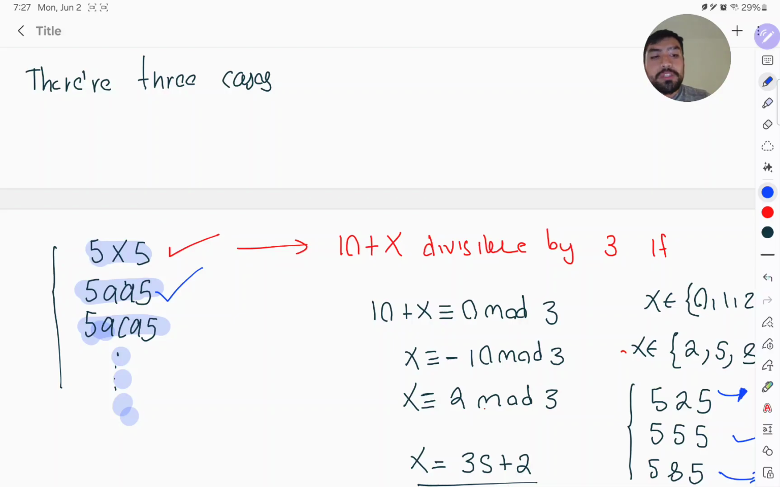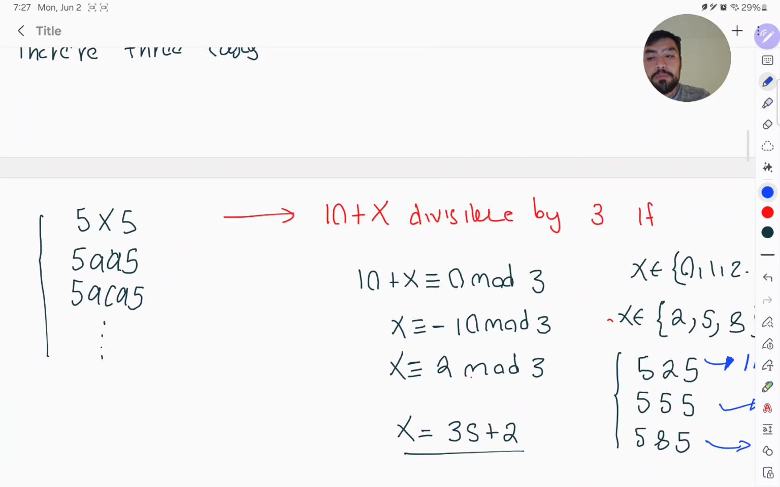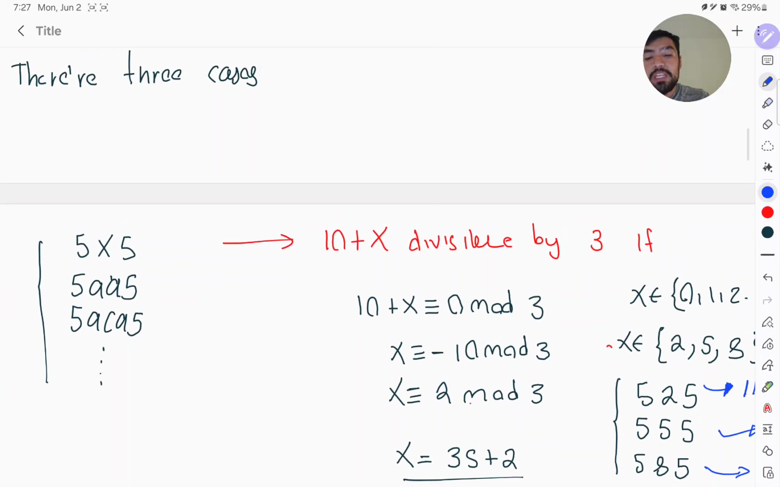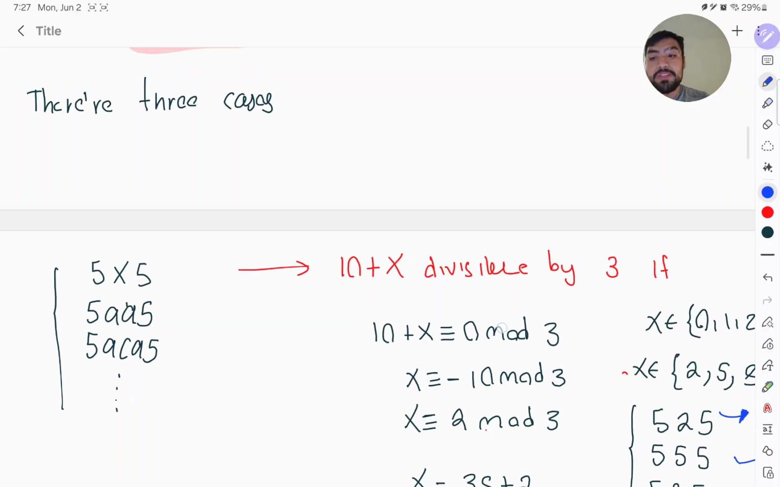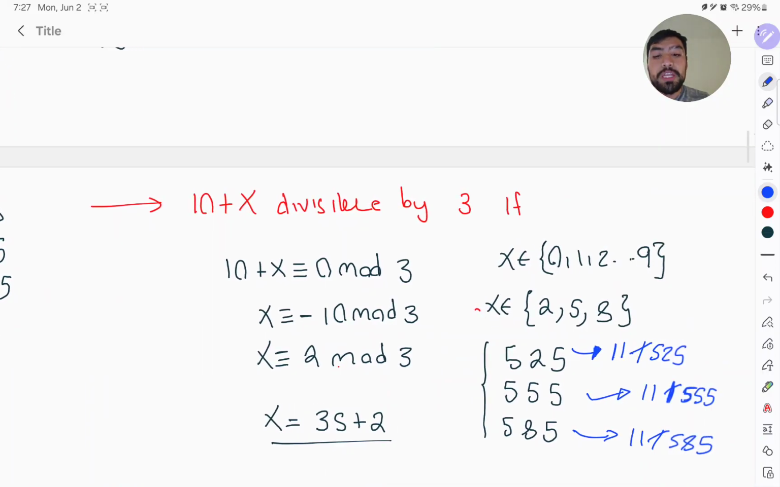However, we are going to explore that the first possibility is not possible, okay? Why? Because if the number has 3 digits, then we already know that the sum of the digits is divisible by 3, because the number is a multiple of 3, okay?